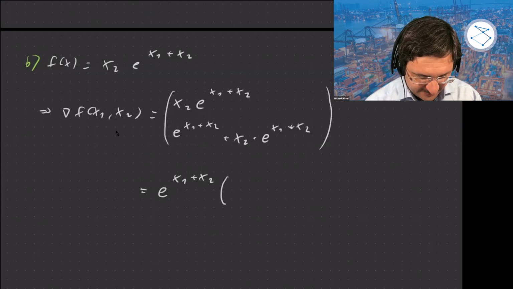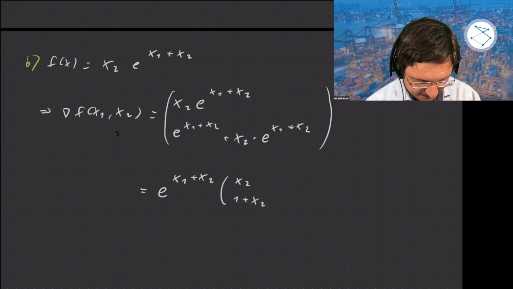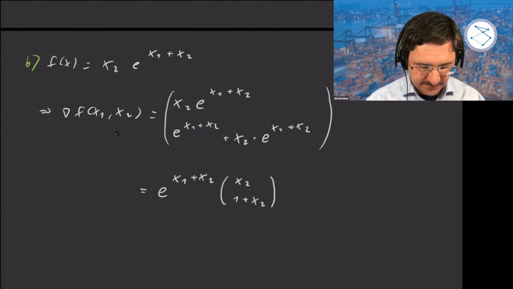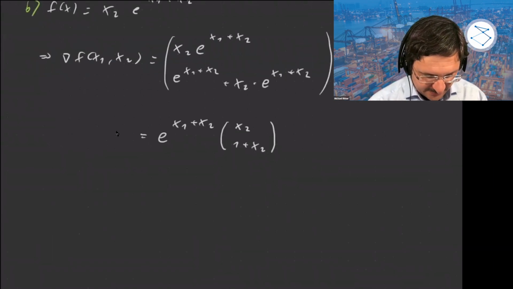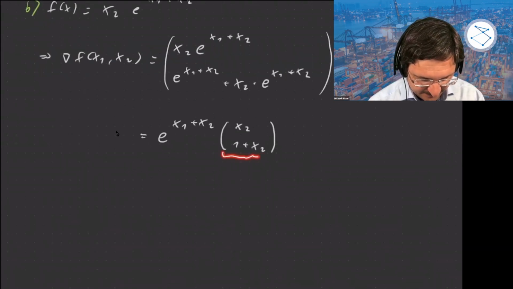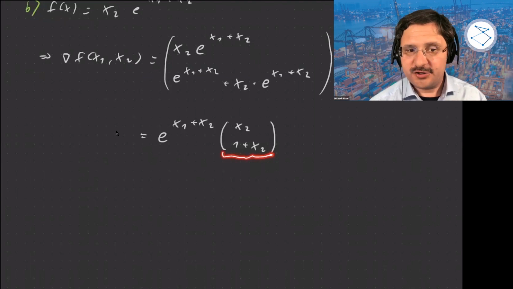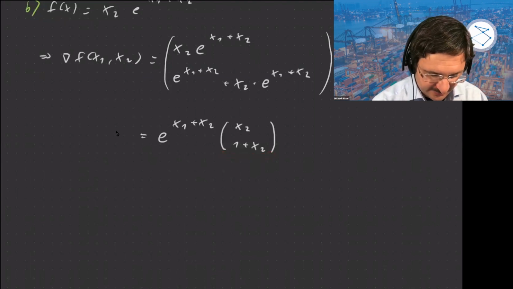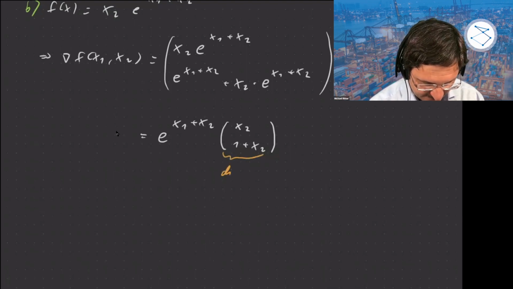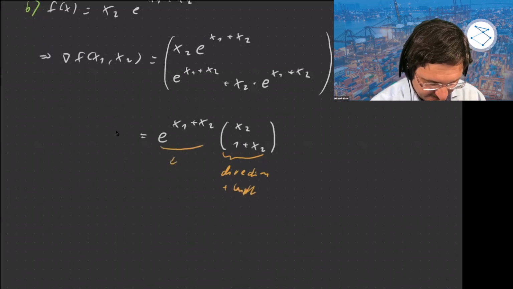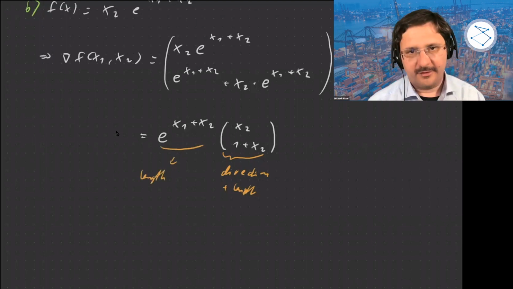And then we're left with x2 and 1 plus x2. And this part here is responsible for the direction of the field and for part of its length, of course. So that's direction. And this factor here in front only influences the length of the resulting vector.